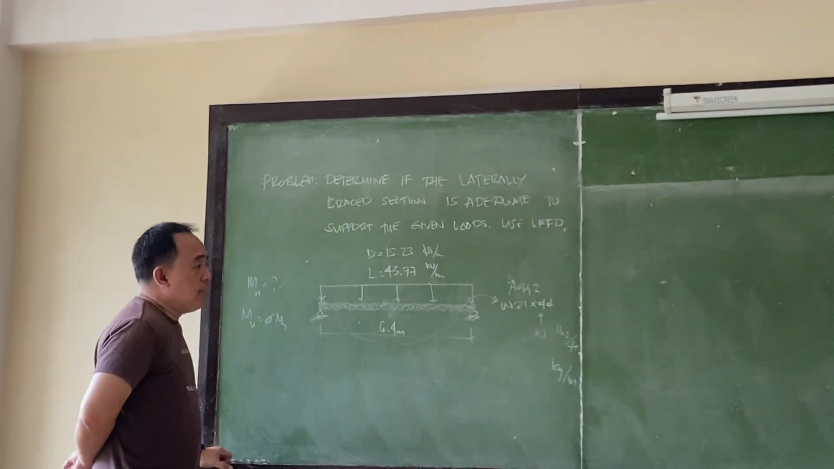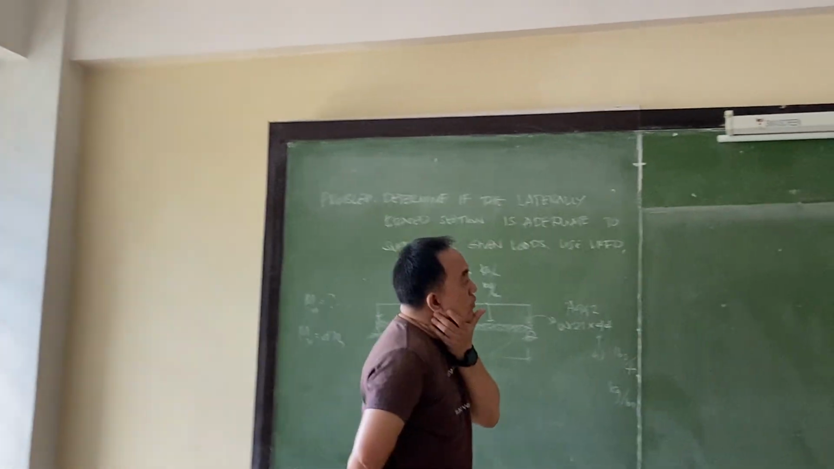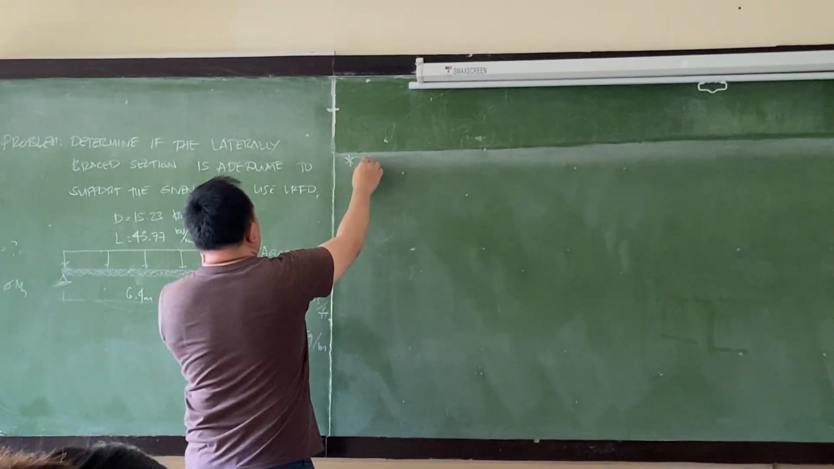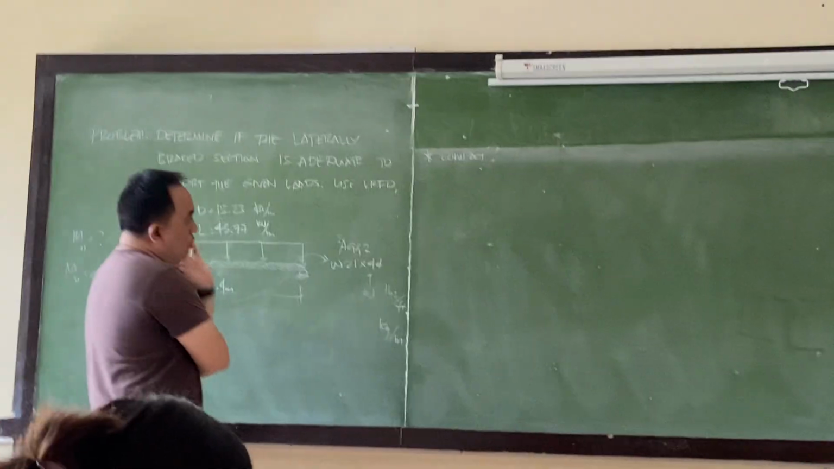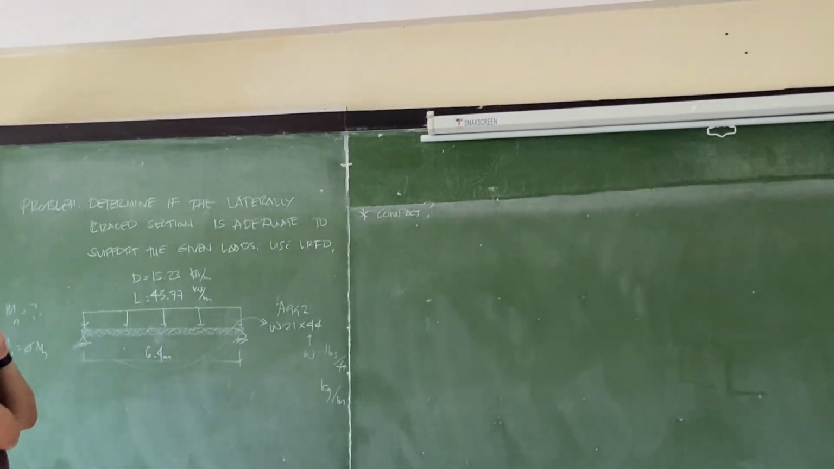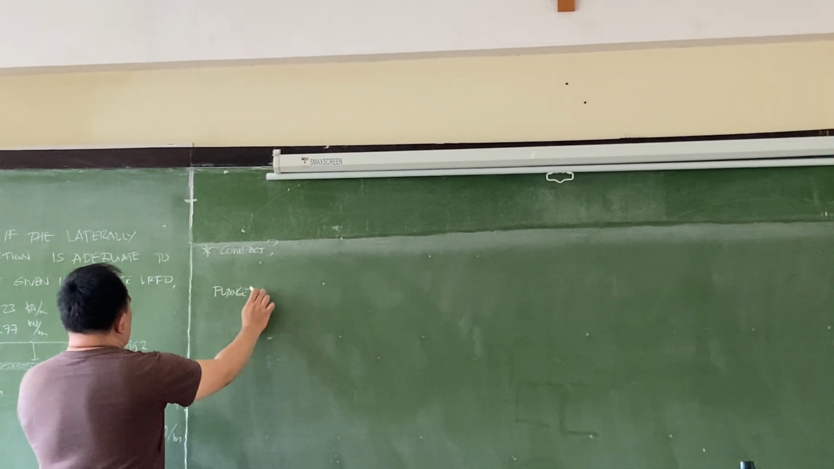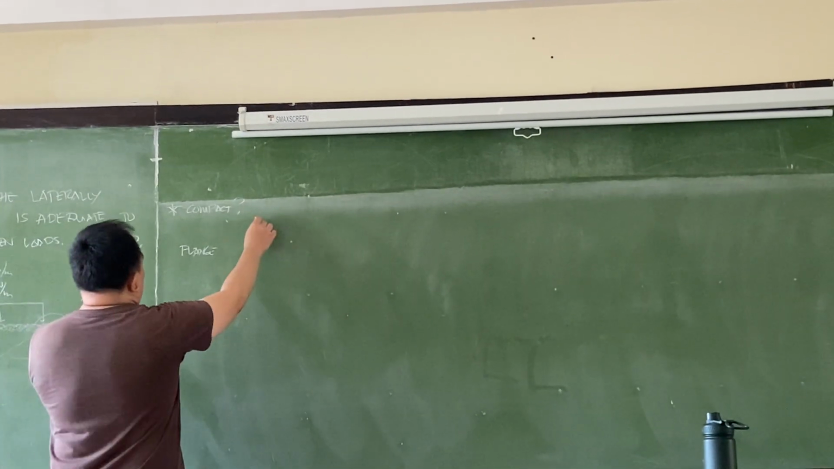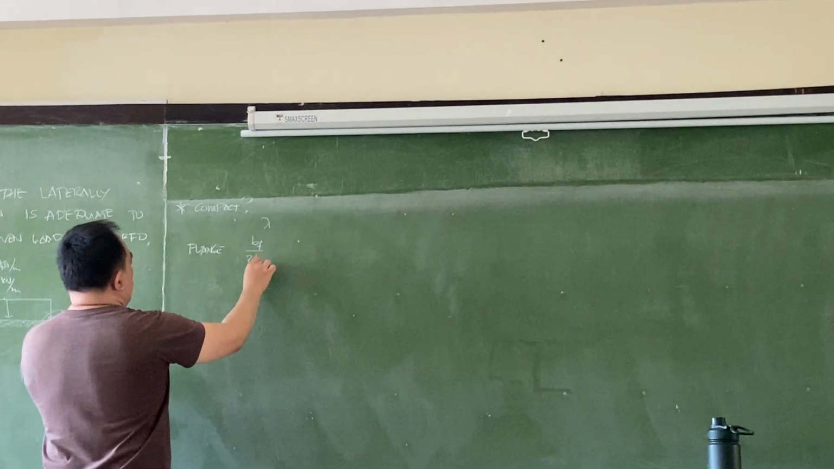Okay, it's up to you which one comes first, but for discussion purposes, let's first identify whether the section is compact or non-compact. We're going to determine that. So we have our flange. You can tabulate this if you like. For the flange, the width to thickness ratio is called your lambda, and that is defined as bf over 2tf.